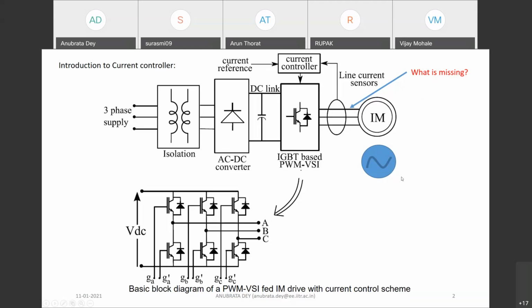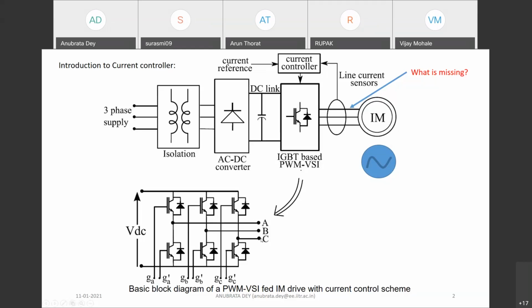But for a grid application, you need an interfacing inductor so that you can control the current by designing a proper leakage interfacing inductor for the grid application. That is not shown here. So you have to understand that some sort of inductance is required, or in the case of induction motors, it is present in terms of leakage inductance. Or sometimes people put an LCL filter for further filtering.